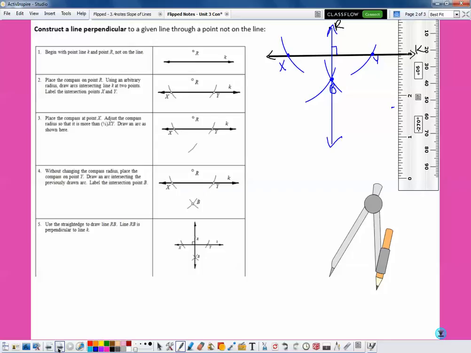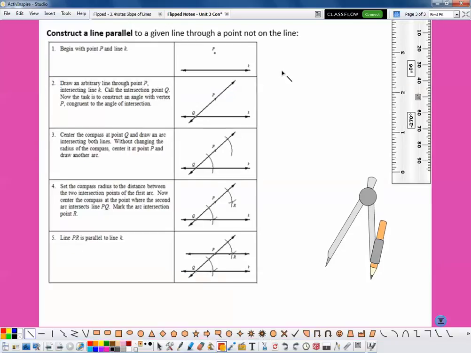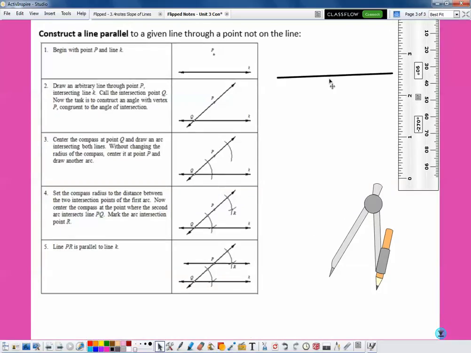So let's look at drawing a parallel line with a point that's not on the line. So I'm starting off with my line. And I have a point not on that line. So in our example, we have line K and point P. So that's what we're given at first.